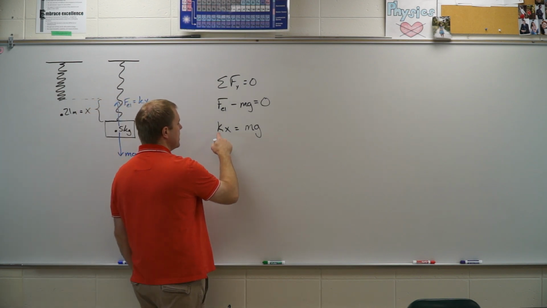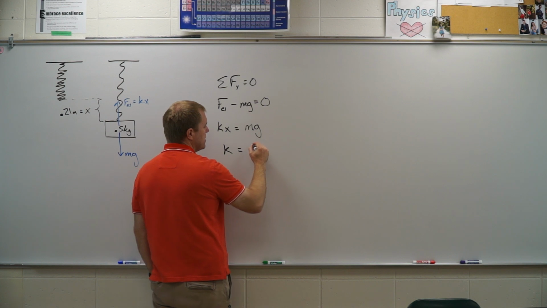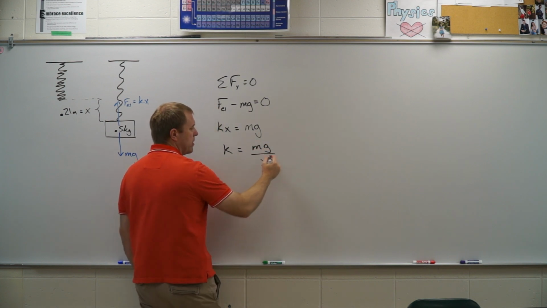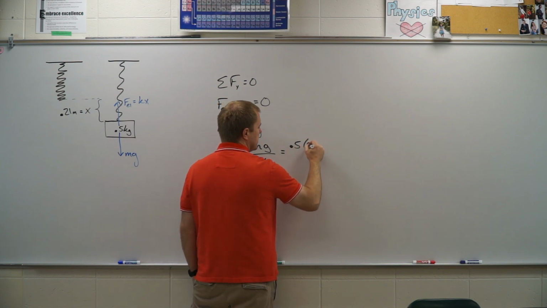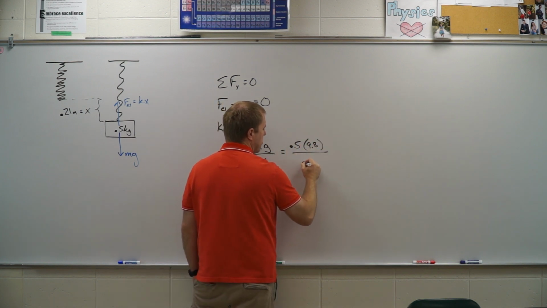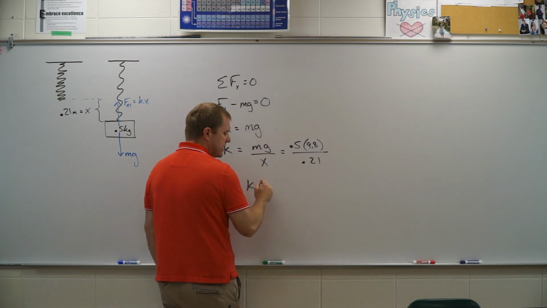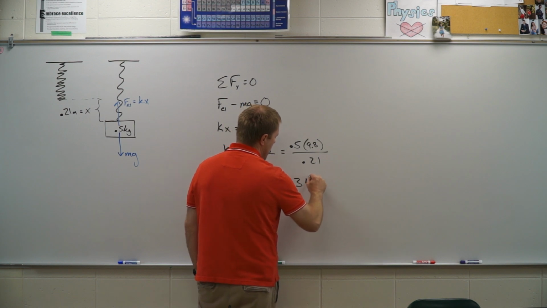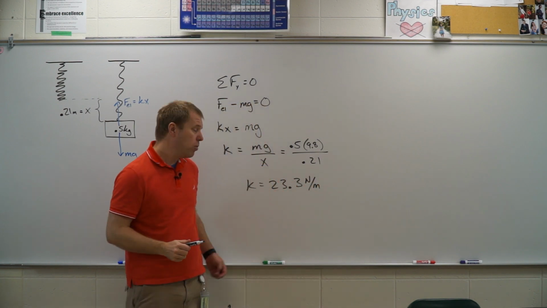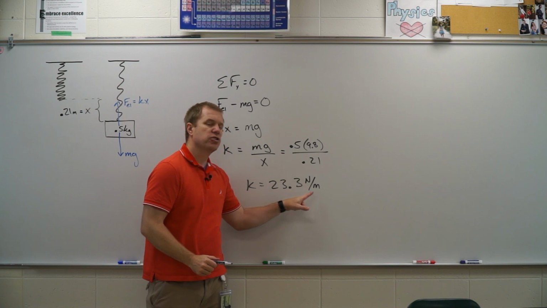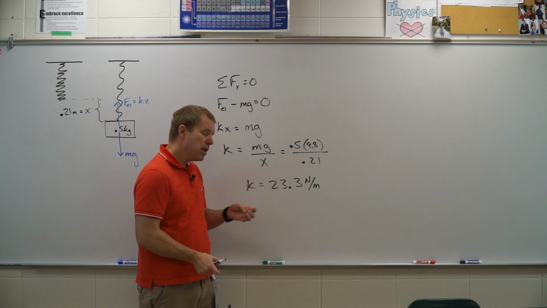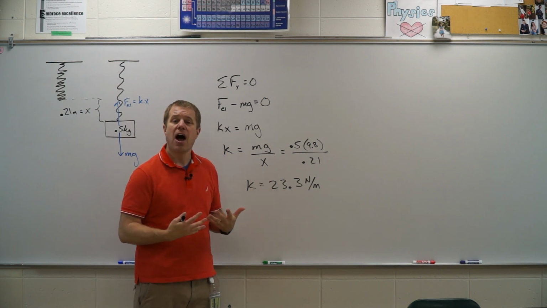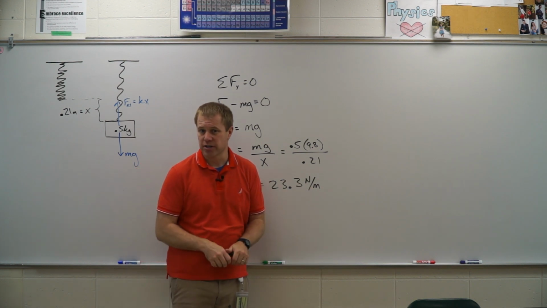Okay, so to find the spring constant, k, k is going to be mg divided by x. And so if I plug in my numbers, I have 0.5 times 9.8, all divided by 0.21. And so I solve for my spring constant, I find out it's 23.3 newtons per meter. So it requires 23.3 newtons to stretch it 1 meter. Now that doesn't mean the spring can actually stretch 1 meter, it's just how much force would be required to stretch it that 1 meter.